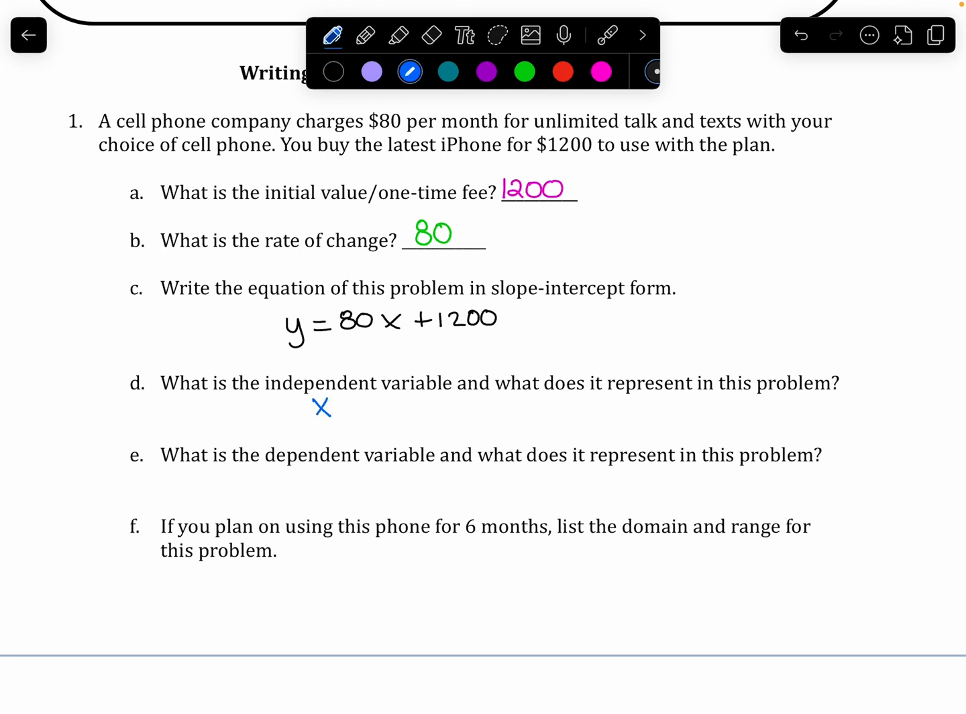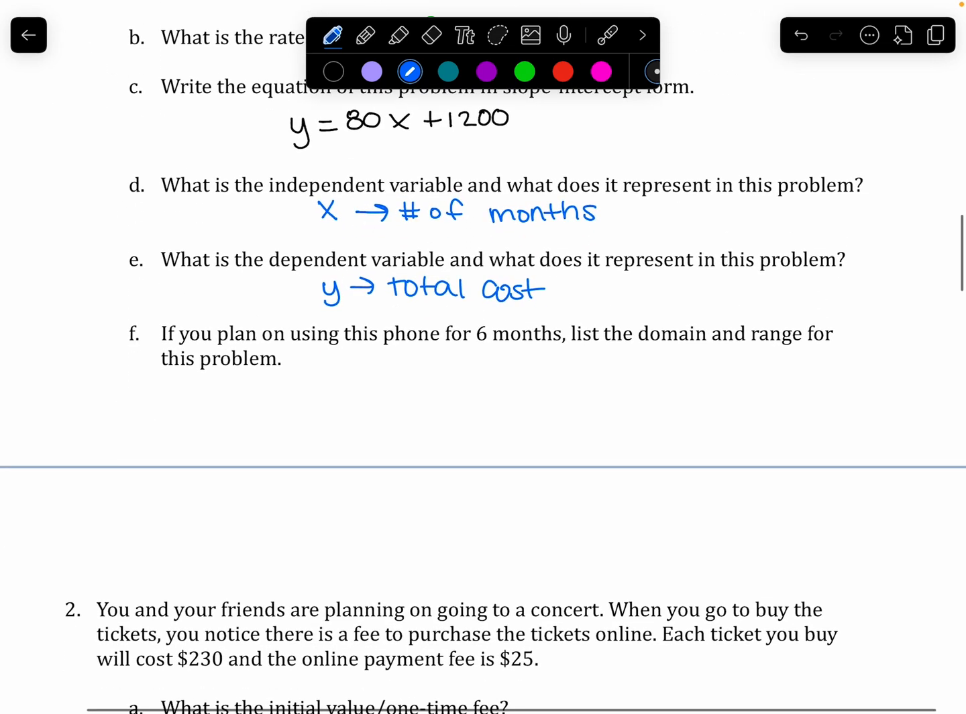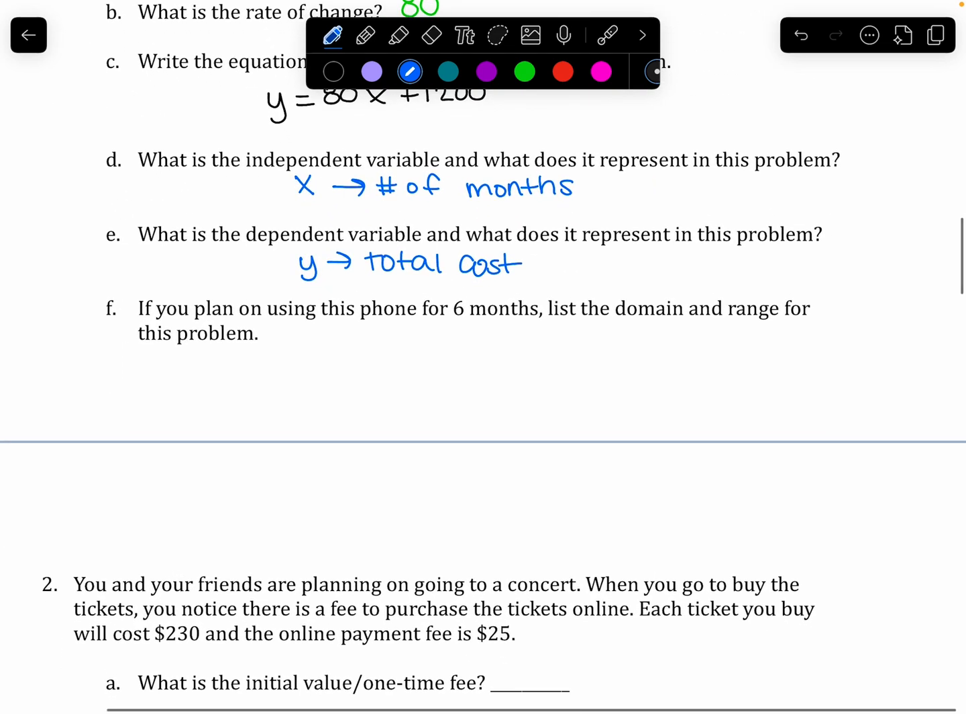What is the independent variable and what does it represent in this problem? Your independent variable is always going to be x. Now, what does the x represent in this problem? It represents the number of months. And then what is the dependent variable? Y, because y, or my total cost, depends on the number of months that I am looking at whenever I look at my bill.